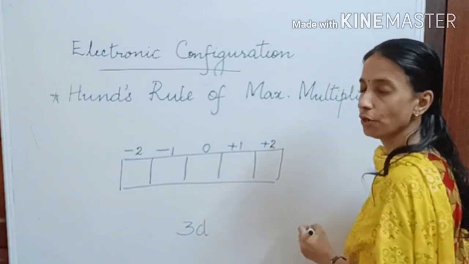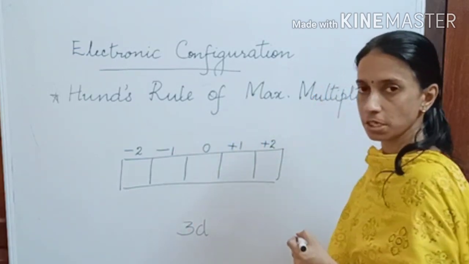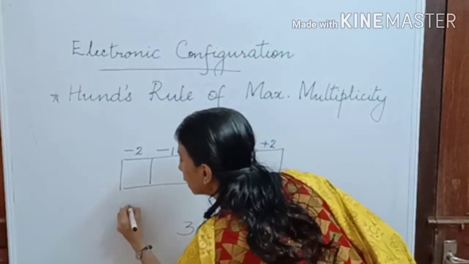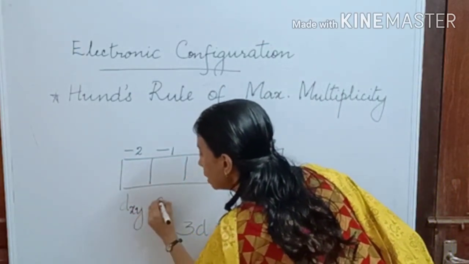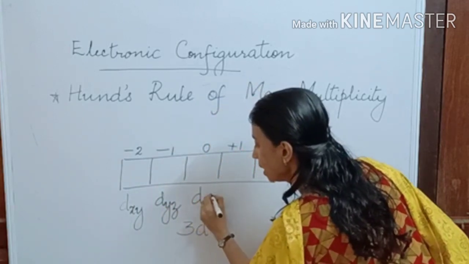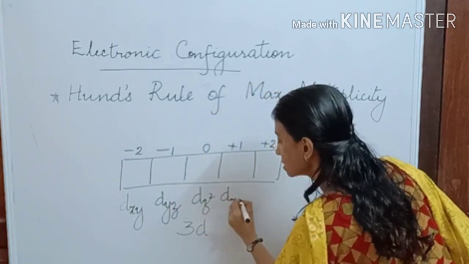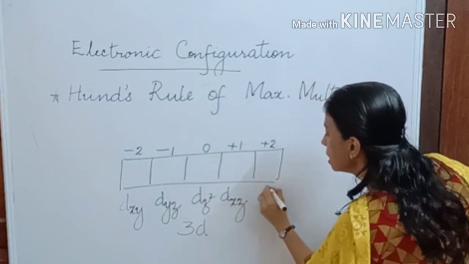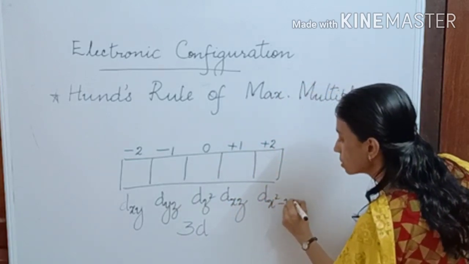Here you find that the different d orbitals involved are dxy, dyz, then this is dz square, then we have dxz, and finally dx square minus y square.